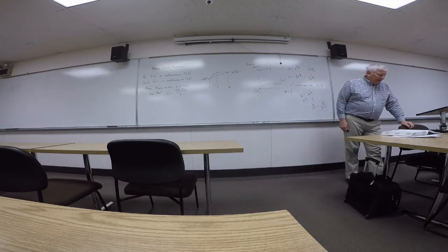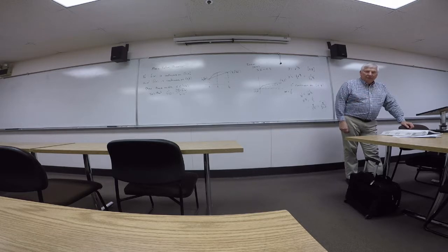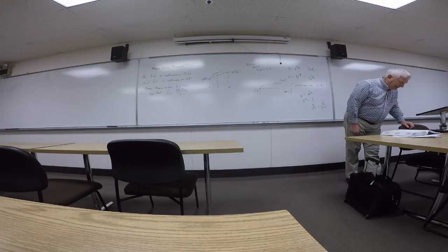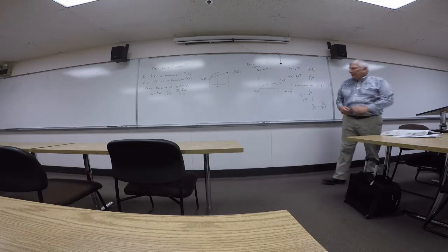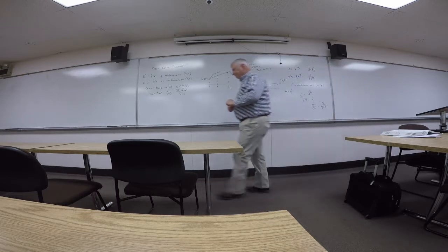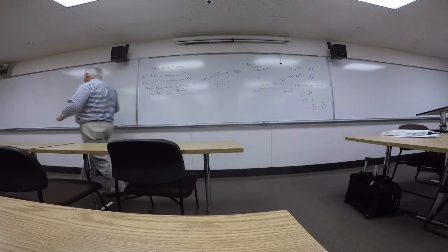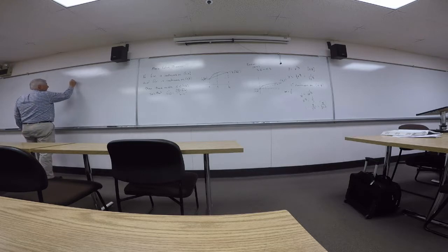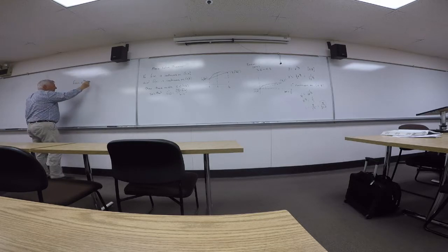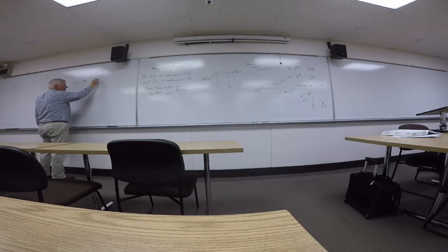So, let's begin with number 2, and it says, checking the mean value theorem, find the value or values of c that satisfy the mean value equation. F prime of c is equal to the slope of the secant line. Number 2 says f of x equals x to the 2/3, and we're on the interval 0 to 1.